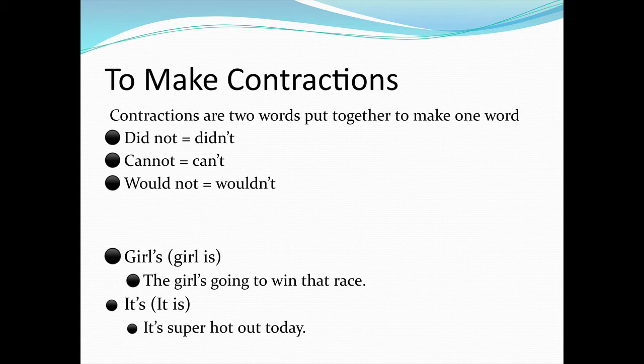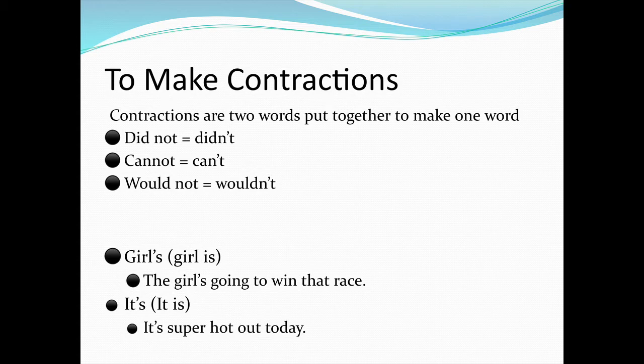Now, there are some words that could mean a couple of different things when you see a word with an apostrophe. So if you look down at the example of girl's, in this case, because we're talking about contractions, we're talking about the words girl is. So if you said something like, the girl's going to win that race, you mean the girl is going to win that race. The same is true of it's. That word is a contraction for the two words it is. And you would use it like this: it's super hot out today.